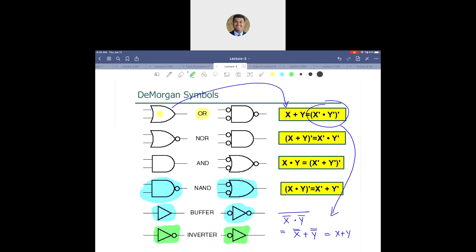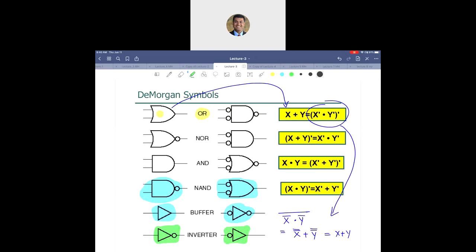So I would encourage you to take a look at this, see whether you are able to validate some of this. We have already validated a couple of them using symbols, the concept of pushing bubbles through, and the concept of Boolean algebra. At least for the first one, we did all of them.